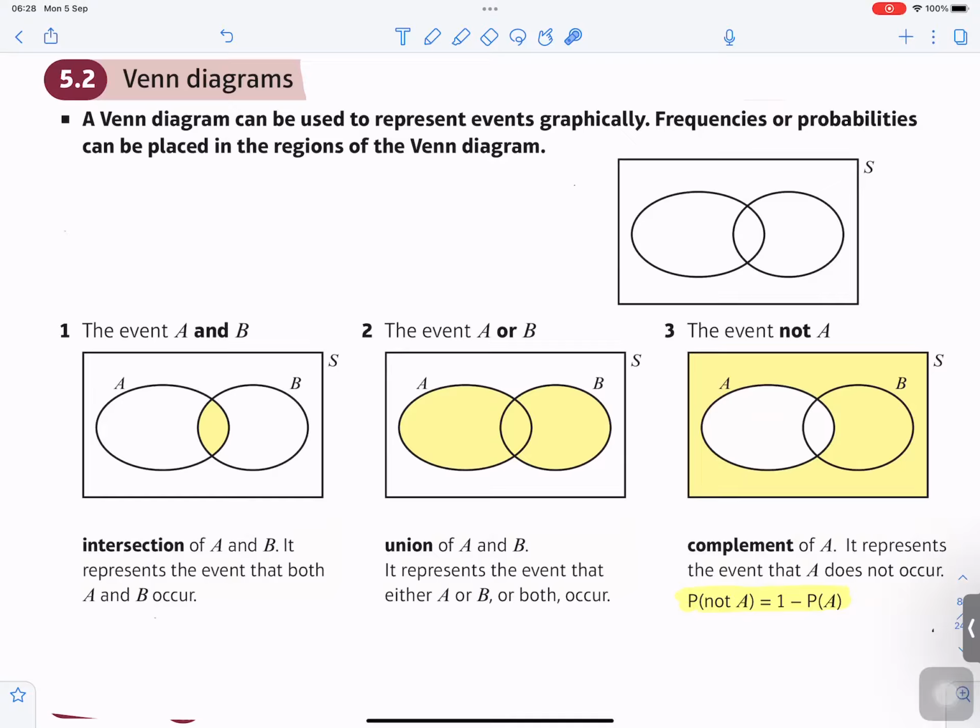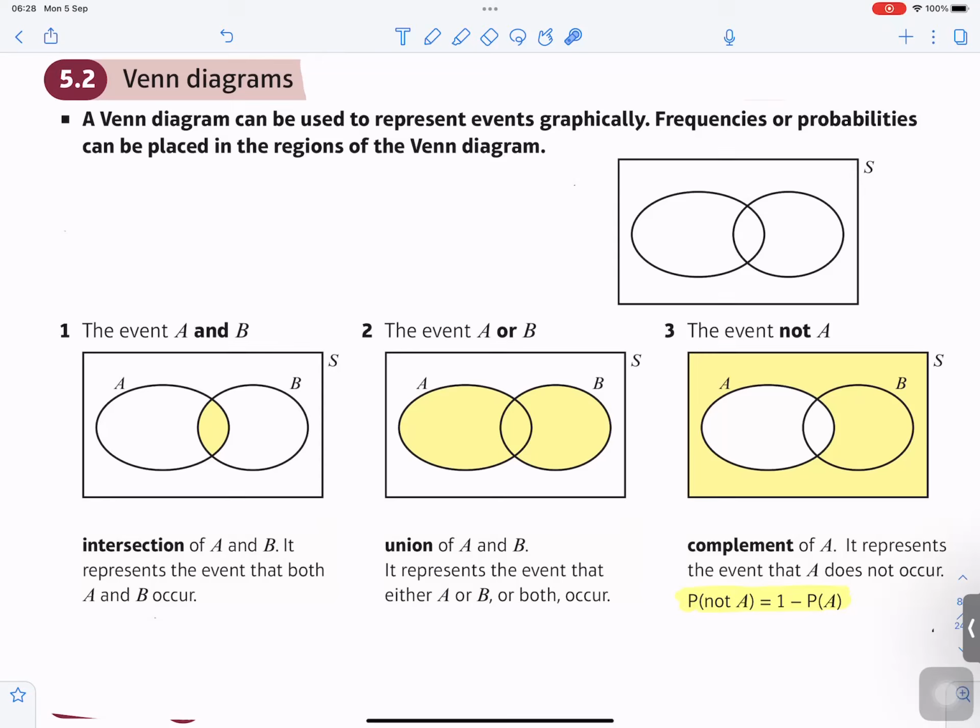That means everything which it contains. And it contains, inside the rectangle, these two closed curves. It might not be two. Sometimes you can have three closed curves inside the Venn diagram. In this case, we have two closed curves. They are inside that rectangle, which is the sample space.